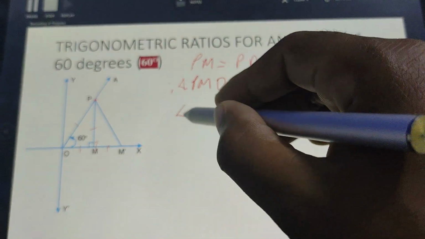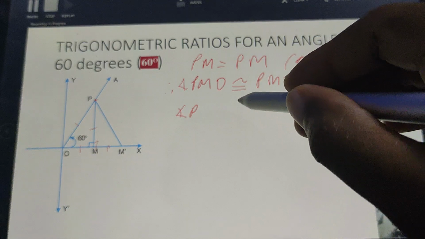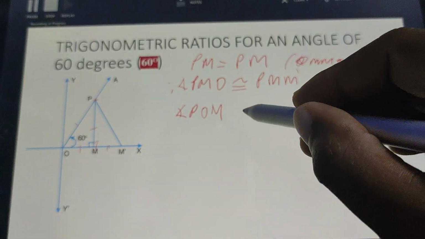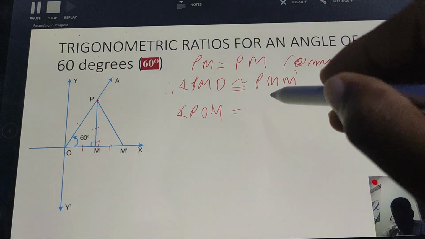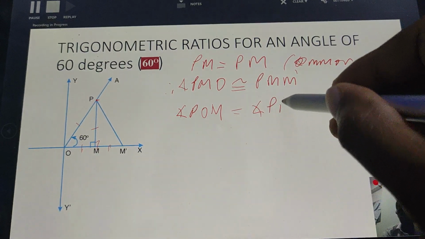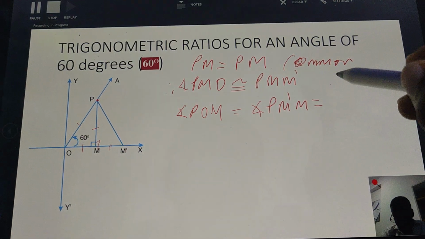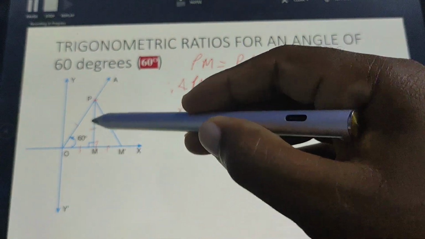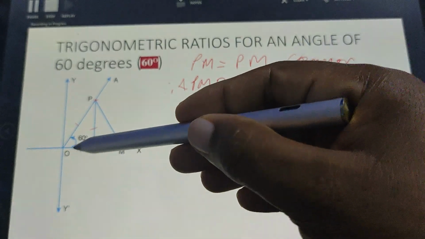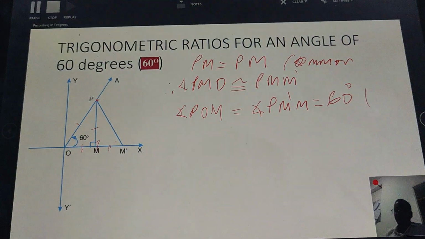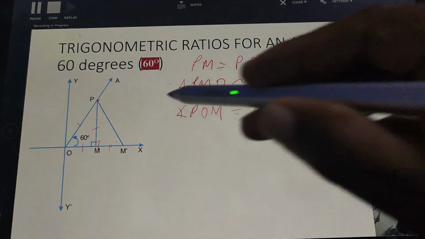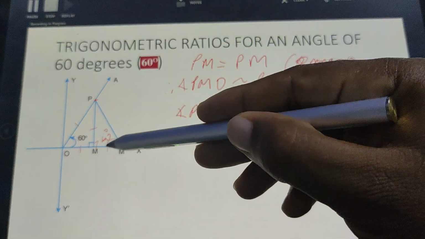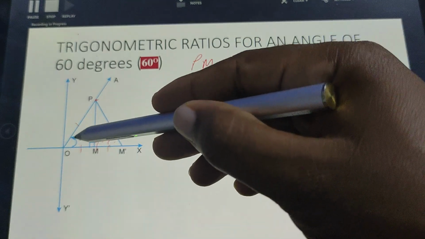But we also know that angle POM should be equal to angle PM dash M, which should be equal to 60 degrees. These are congruent triangles. Okay? Since this side and the other side are equal, side in the side, angle in the angle, you're going to also have them equal, 60 degrees. Okay? So we have this one as 60 degrees. Okay? So if this is 60 degrees, that is 90 degrees. This one is also 60 degrees. That one is also 60 degrees.